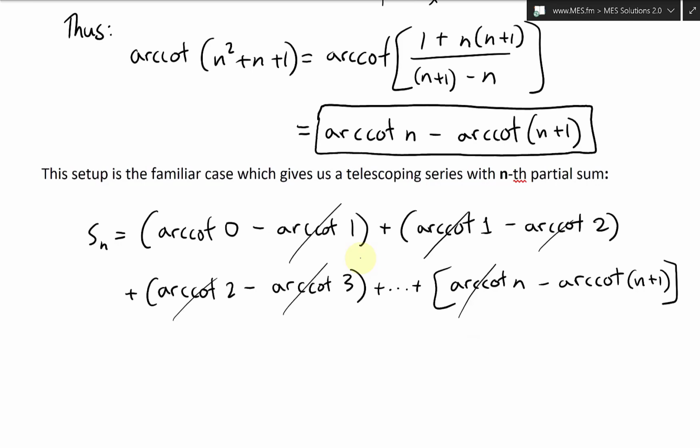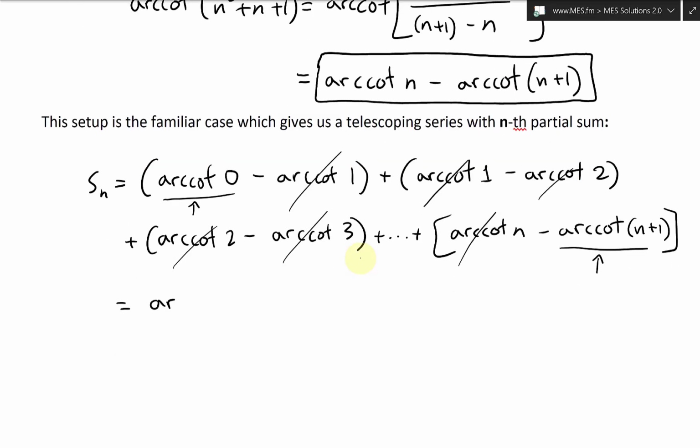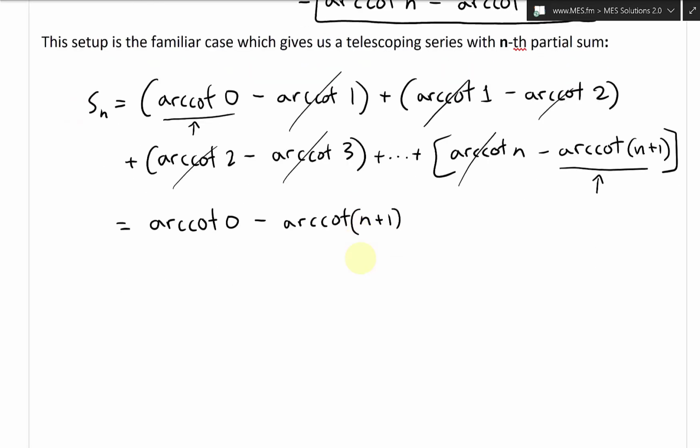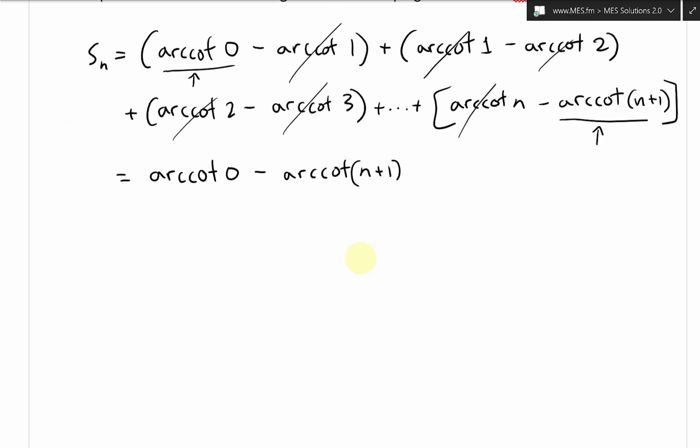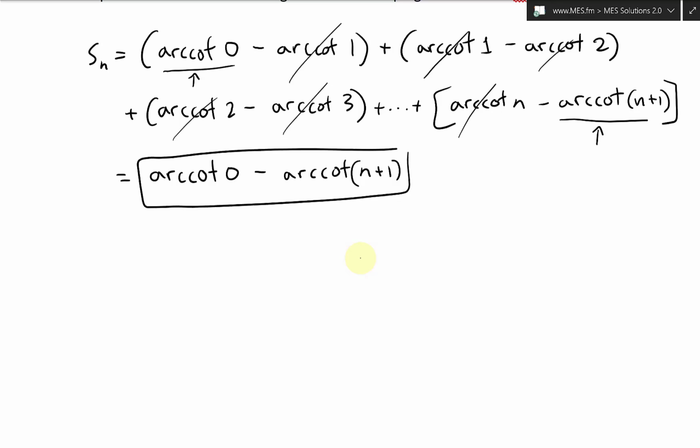This will eventually cancel out. This arc cotangent of n also cancels out. And all that we are going to be left with is this and this. In other words, everything cancels, so this equals arc cotangent of 0 minus arc cotangent of n plus 1. Alright, so thus, let's put it all together, and we'll box this out as well. So that's our Sn.